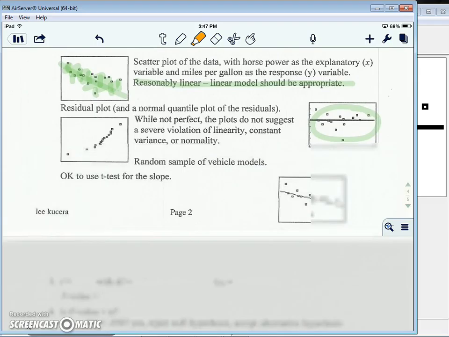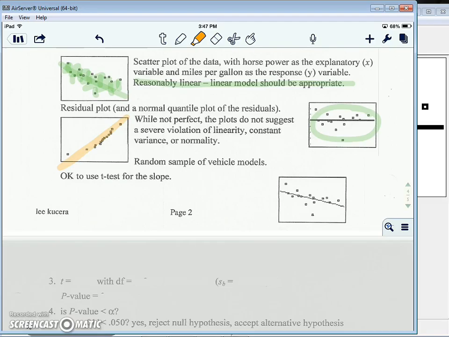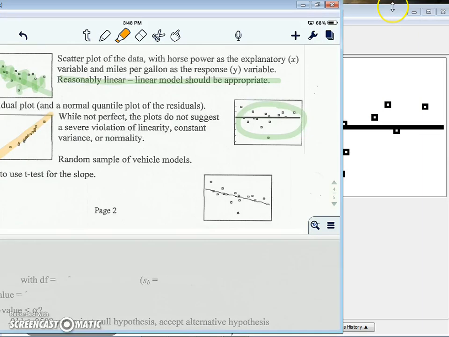And you do know how to do that, but if you did, okay, we can see here that it's fairly linear. And we'll talk about that in class today, why that matters. And then the last condition was a random sample of vehicle models, and we're going to say yes. So we had 4 conditions and we checked them all. And so now we're going to go ahead and do step 3.